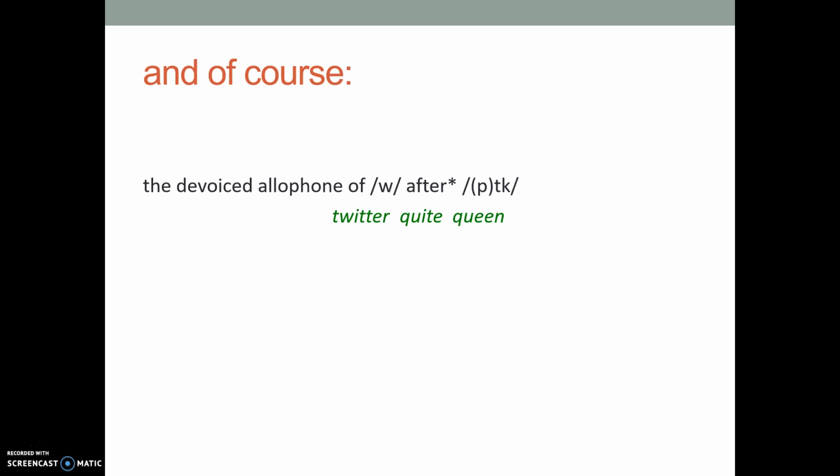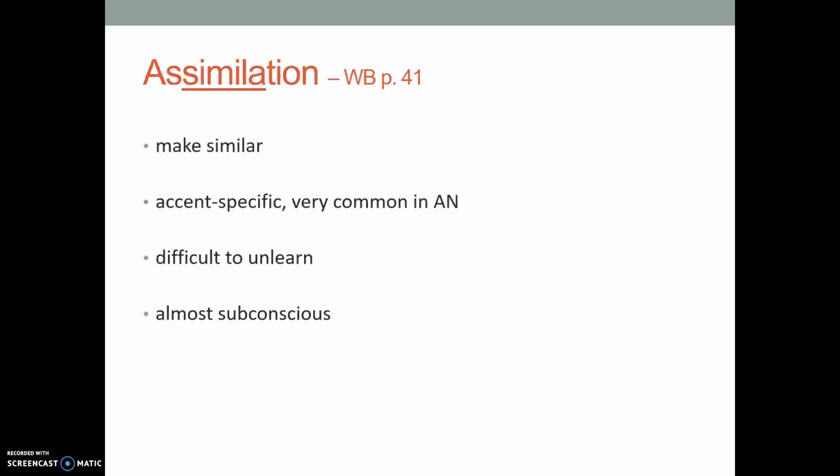And that's the end of page 45 in your reader. This brings us to the last chapter, chapter 14, which is all about consonants in contact. And like I said in class, the main thing to study here is assimilation. Assimilation means making similar. Similar is in there. That means you make two sounds similar. It's very accent specific, and it's a very common feature in Dutch, which is difficult to unlearn because it's almost subconscious. You do it and you don't really realize it.